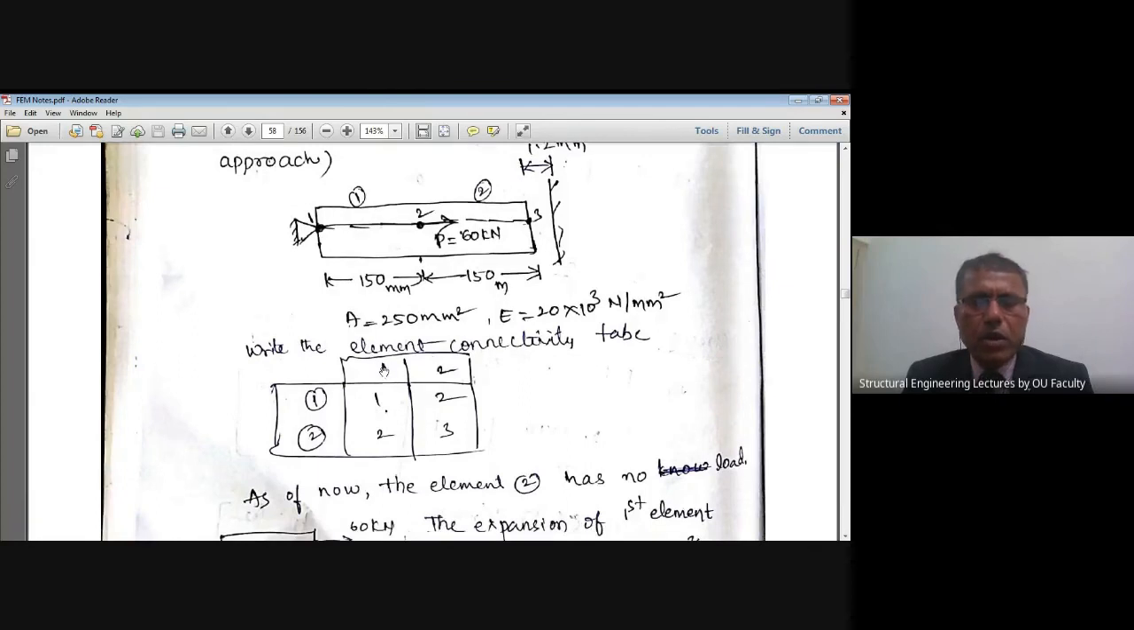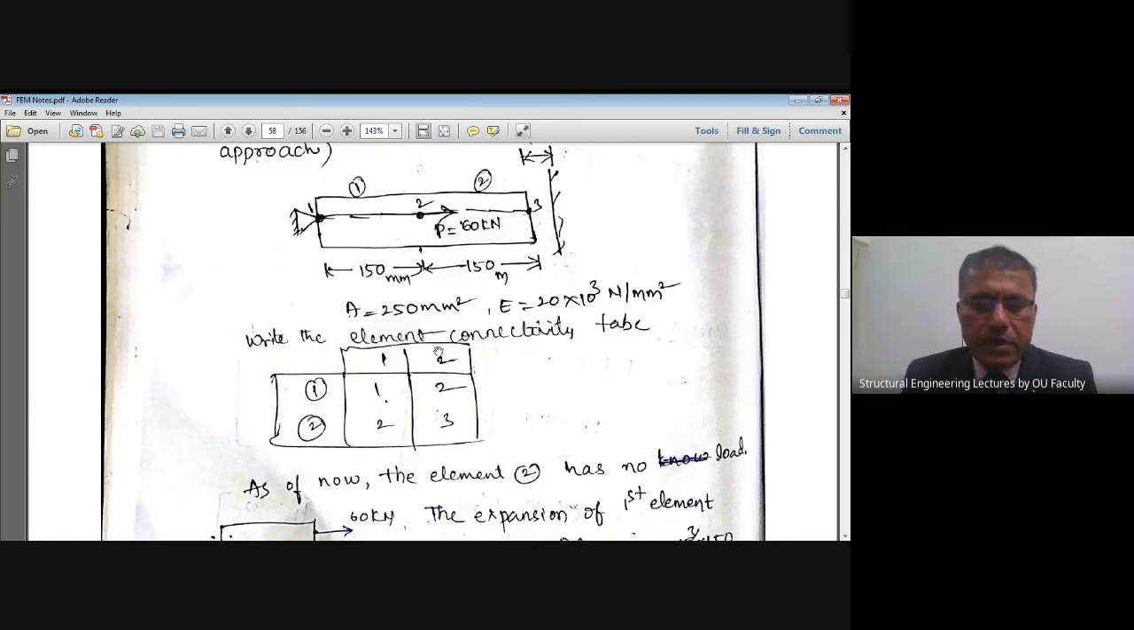The local degrees of freedom 1 and 2 of the first element are connected to the global degrees of freedom 1 and 2. Similarly, local degrees of freedom 1 and 2 of the second element are connected to the second and third global degrees of freedom for the entire structure. The global degrees of freedom are Q1, Q2, Q3. That is how the element connectivity table is written.